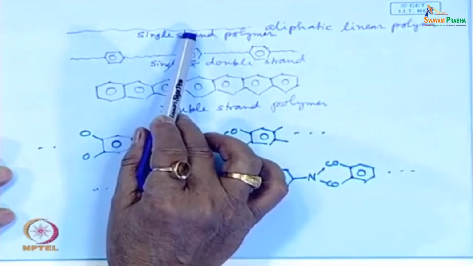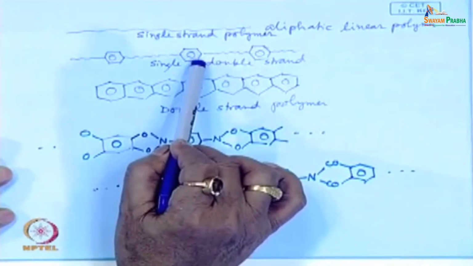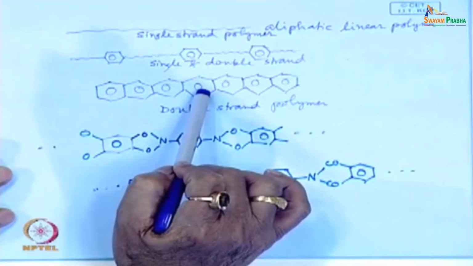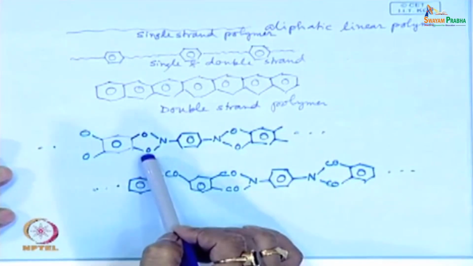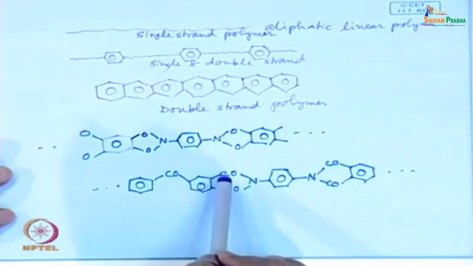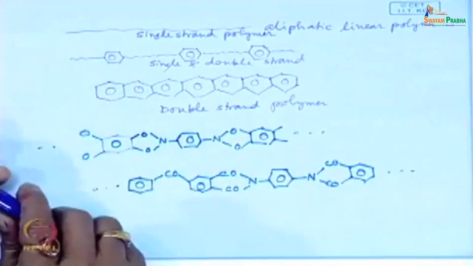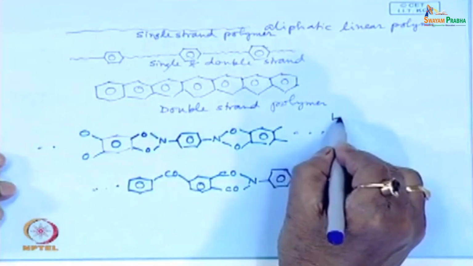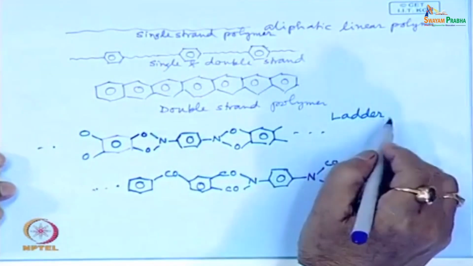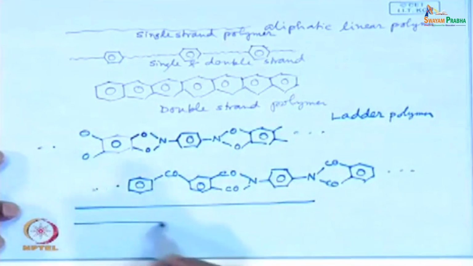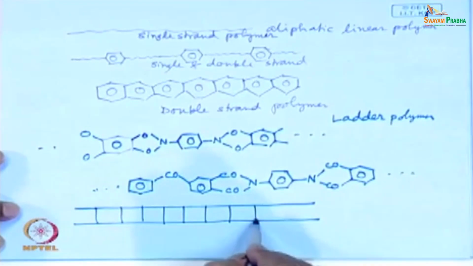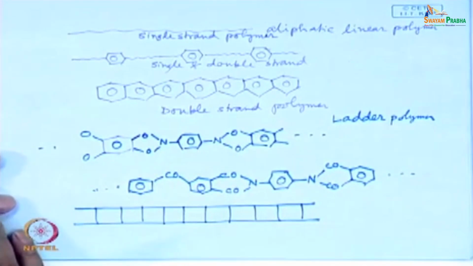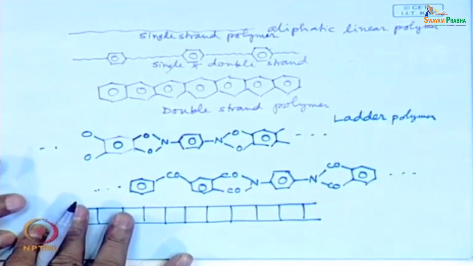This is soft, flexible; this is a rigid polymer, rigidity is increased; this is a far more rigid polymer. Again here the rigidity and thermal stability are compromised. These polymers are known as multi-strand polymers or double strand polymers, or known as ladder structure, ladder polymer. This looks like a ladder. They are thermally stable.